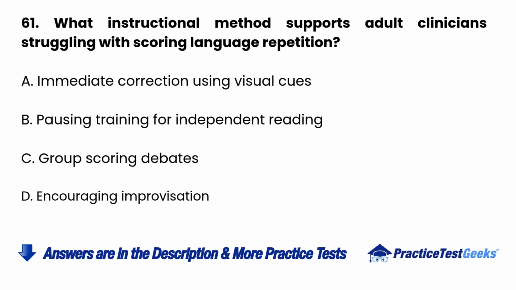61. What instructional method supports adult clinicians struggling with scoring language repetition? A. Immediate correction using visual cues. B. Pausing training for independent reading. C. Group scoring debates. D. Encouraging improvisation.